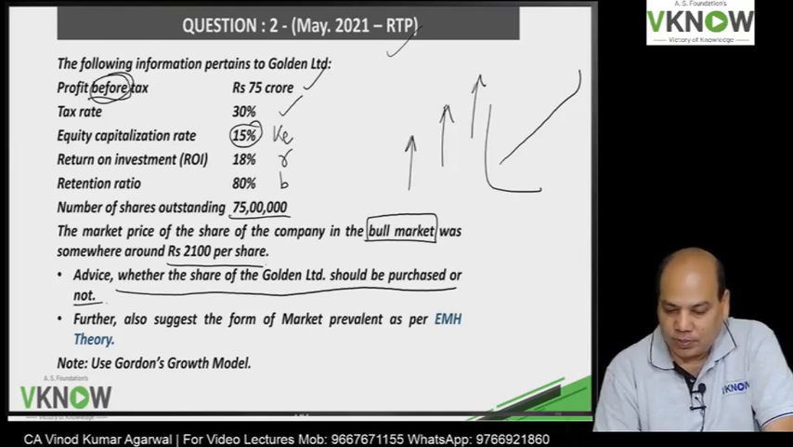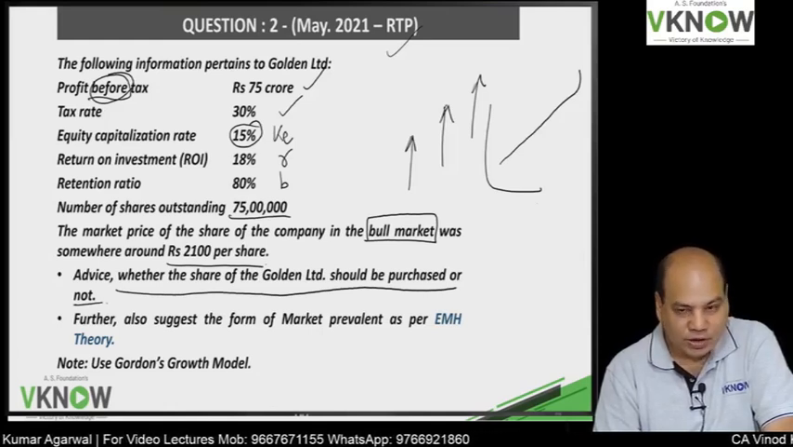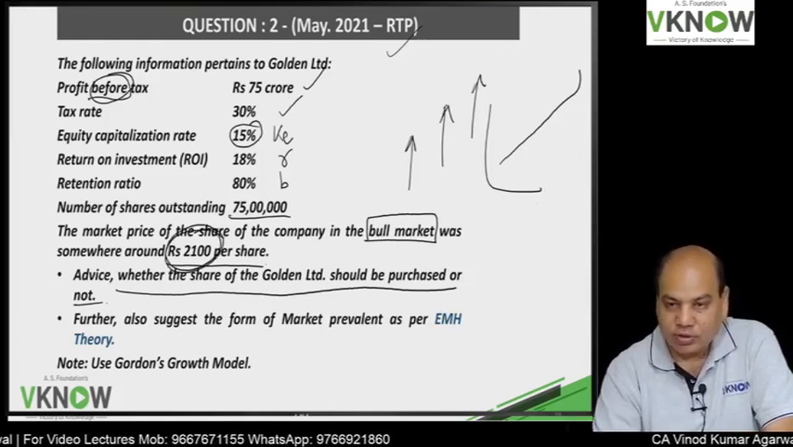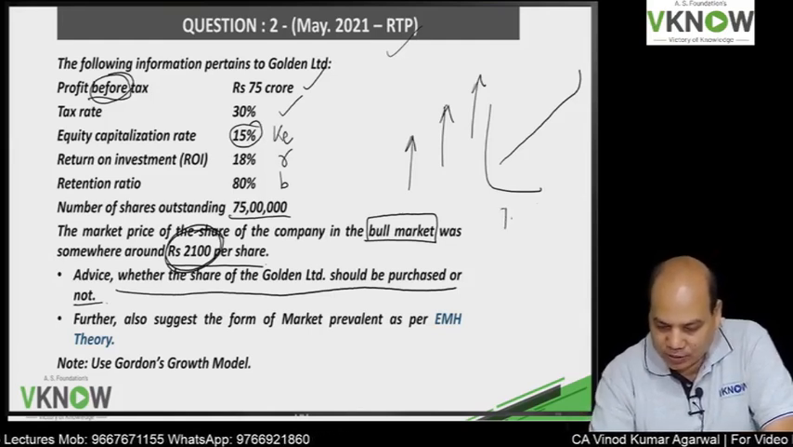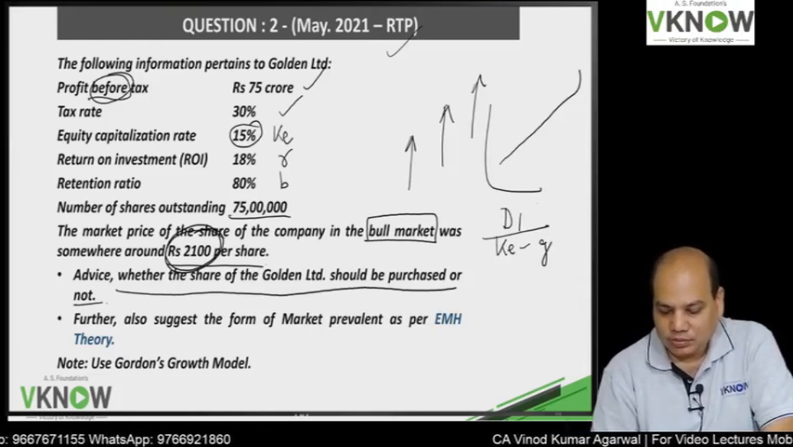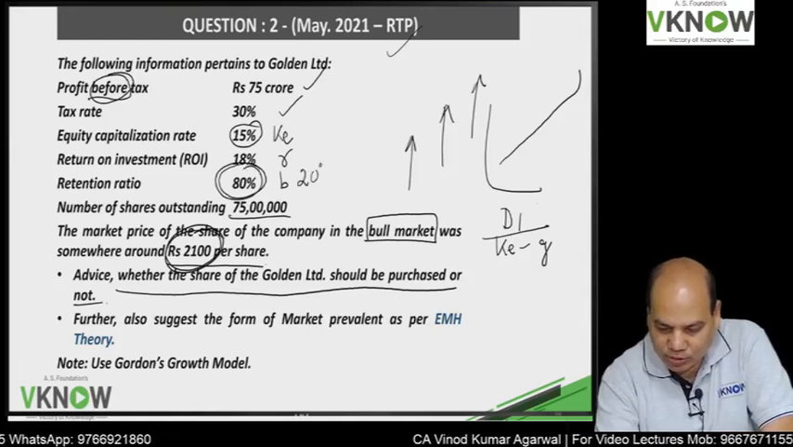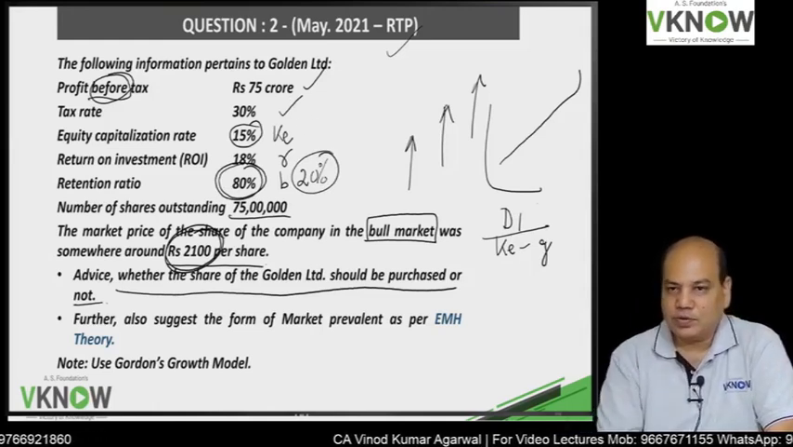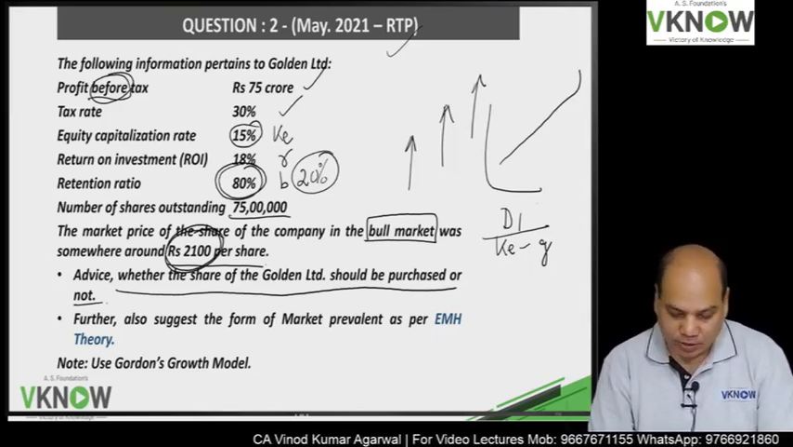So basically you have to apply the formula for valuation of share like the previous chapter and check whether this is overpriced or underpriced. So you have to apply the same formula D1 upon K minus G. Is it right? Retention ratio is 80%, so dividend payout ratio will be 20%. And you can calculate the dividend per share from this information. After that, you have to check whether it is overpriced or underpriced.